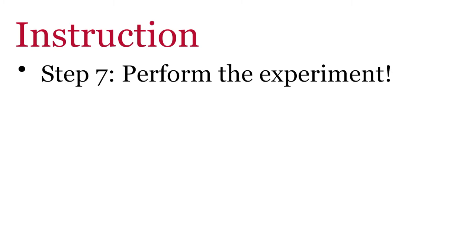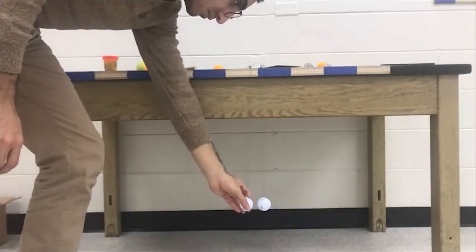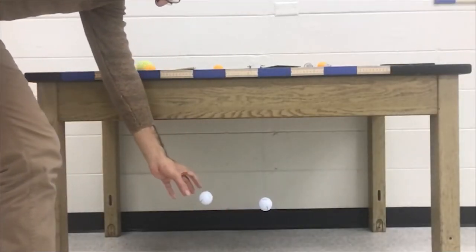Now that we're all set up, we'll actually perform the experiment, making sure to film in your phone's highest available frame rate. To do this, simply raise one ball and release it, allowing it to hit the other one.